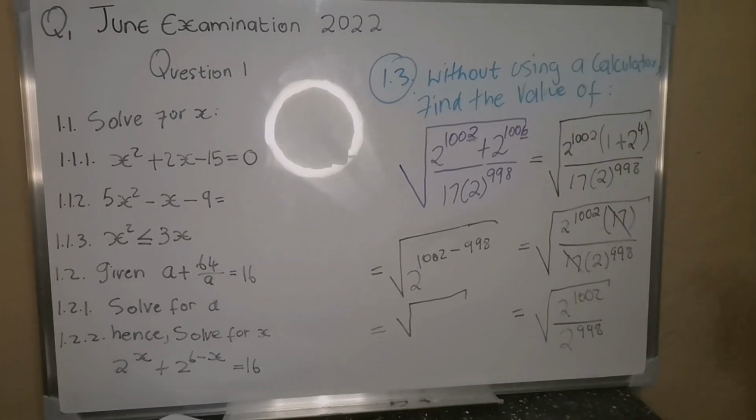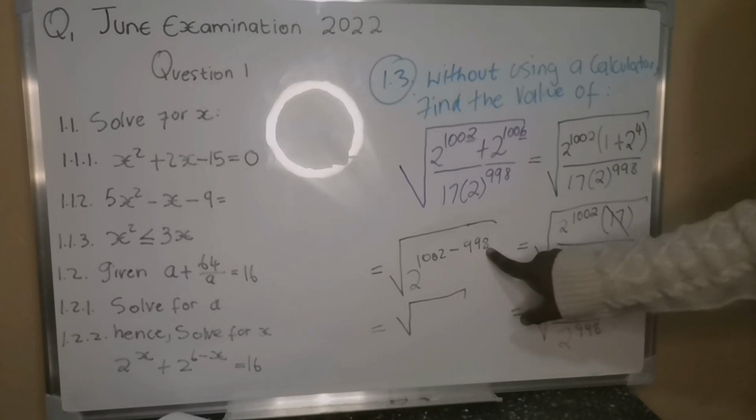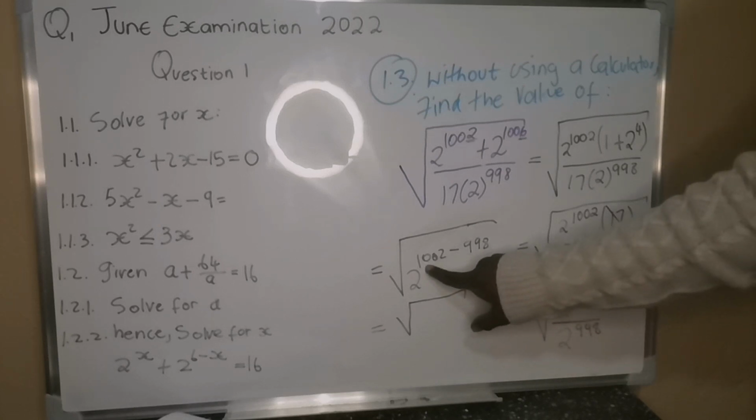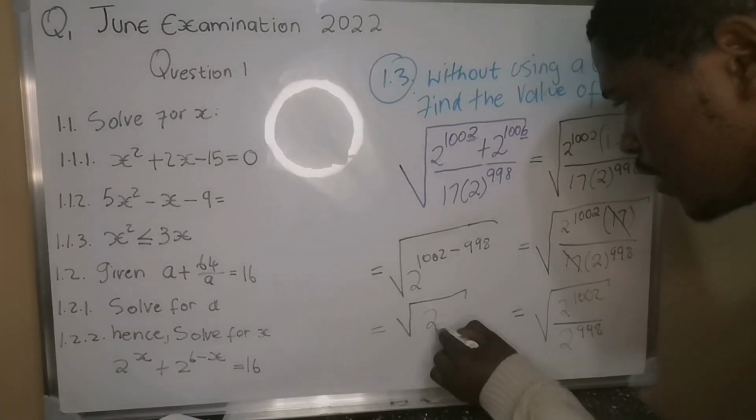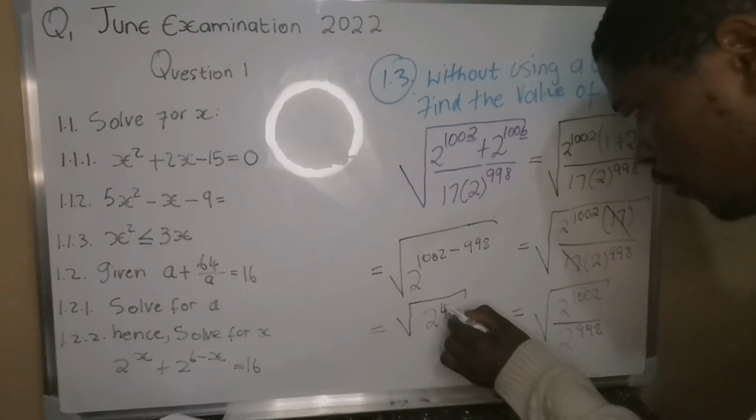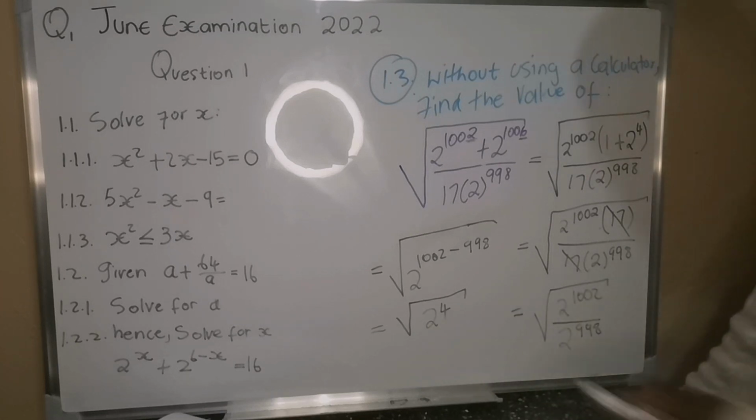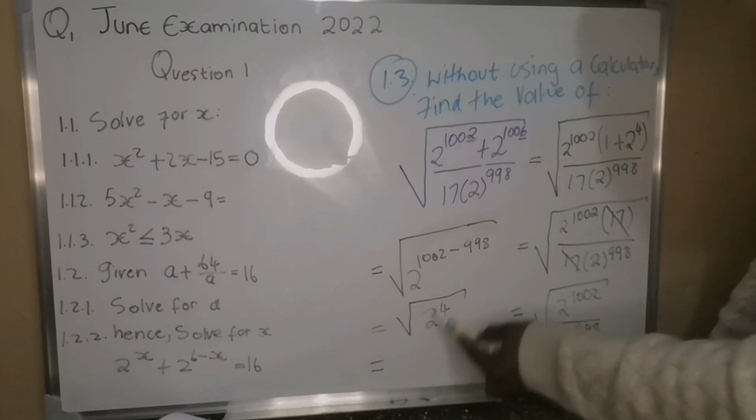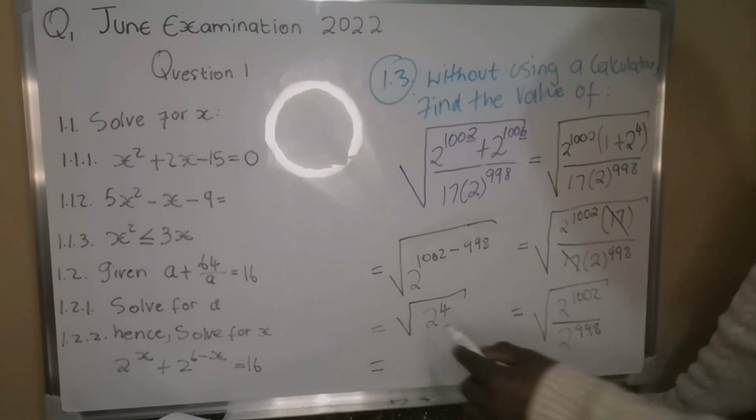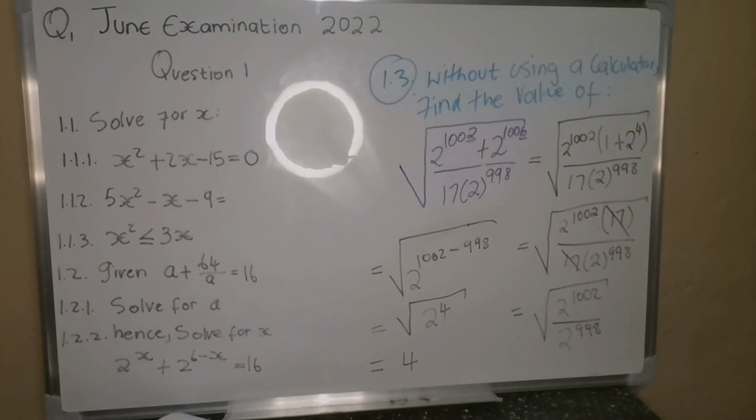Therefore, on your calculator, just say 1002 minus 998. That gives 2 to the power 4. Now, what is the value of 2 to the power 4? If you put this on a calculator, I get 2 to the power 4 is 16. Then what is the root of 16? It is 4. The last answer is 4. Then you are done with this question.